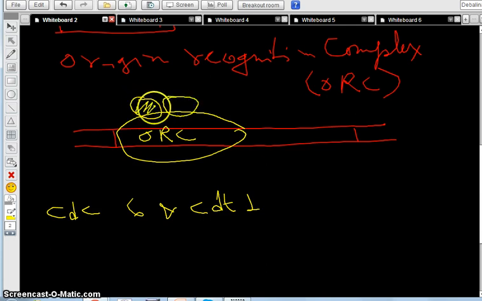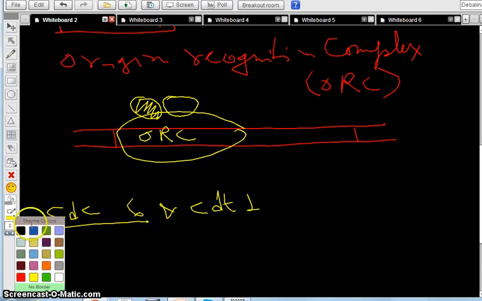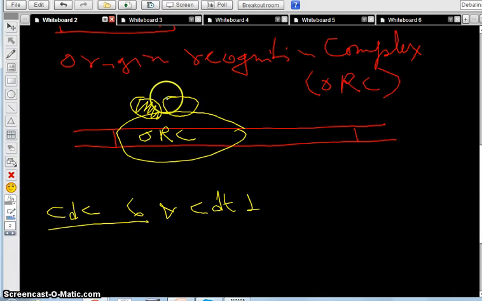So let me draw these two proteins. This is CDC6, and let me take a new color. This is CDT1. Okay, so these are the two proteins that bind, and after the binding of these proteins to the ORC, the new complex is called a pre-replication complex.